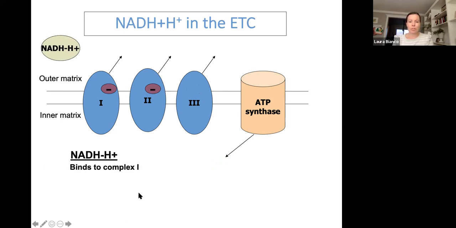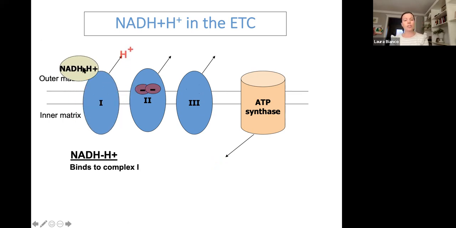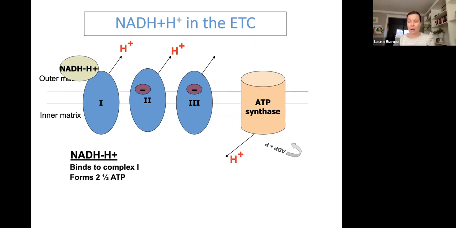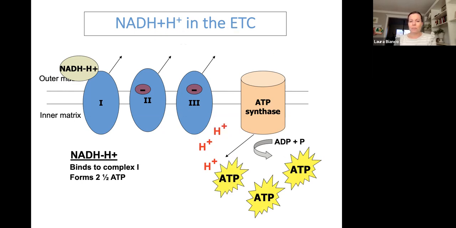Okay, so I'll show you again. Here's one of the coenzymes that got reduced, NADH. So it's given up its electrons and its hydrogen ions, and now those electrons are passed down. The energy from them is used to pump the hydrogen ions out here. And then as the hydrogen ions are allowed to move back in, they create ATP.